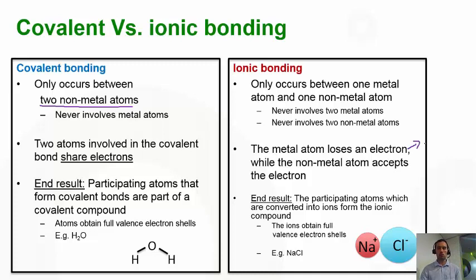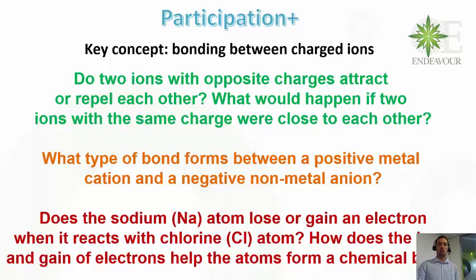So the metal atom that loses an electron will become a positive ion, whereas the non-metal atom that accepts the electron will become a negative ion. You can see in the example down here that the participating atoms in the ionic bond turn from atoms into ions, and this allows them to have full valence electron shells to become stable. The example we have here is sodium chloride, where the sodium ion, which is a metal, becomes positively charged, and the chloride ion, which is a non-metal, becomes negatively charged.